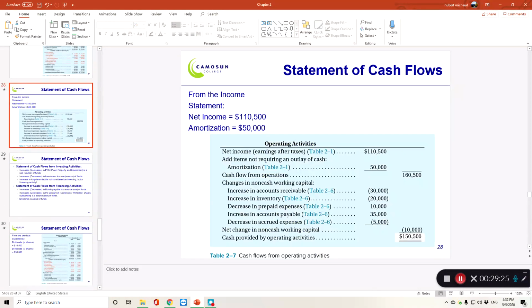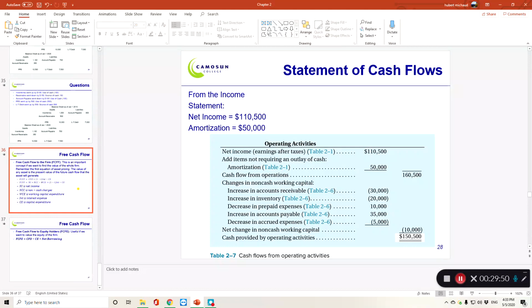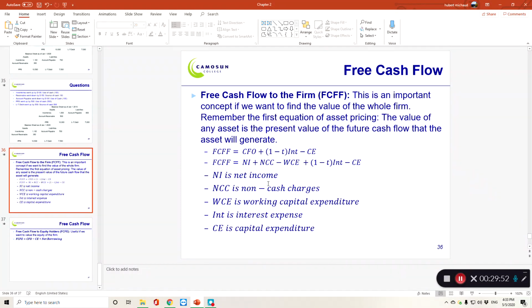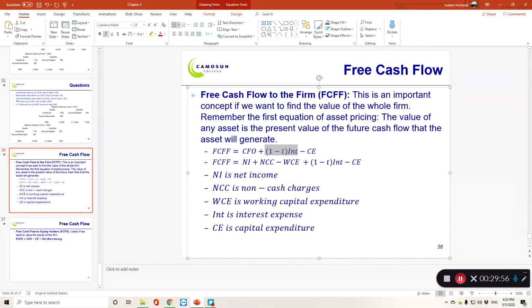Because when we calculated the cash flow from operating activities, CFO, we took the net income, to which we added the non-cash charge, but in the net income we subtracted our interest payment. Our interest payments were taken out of this. This is how we found the net income from the income statement. But if we're interested in all of the cash flow that the firm generates for all of the investors in that firm, we need to add back the interest payment.